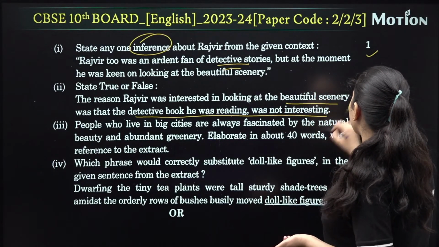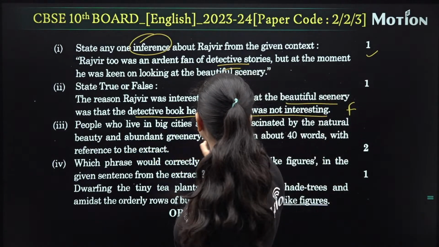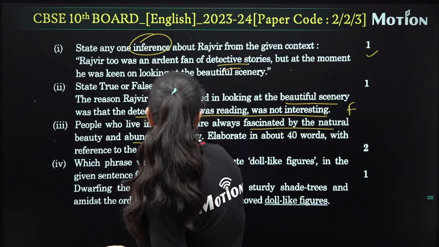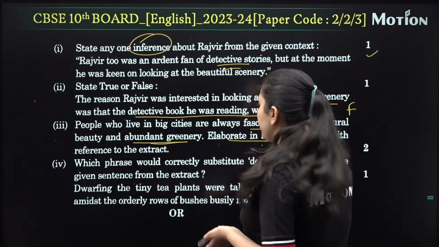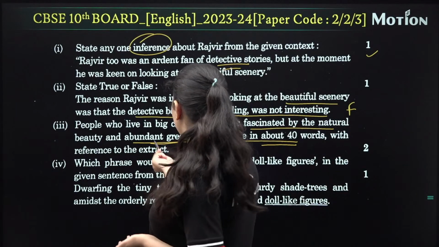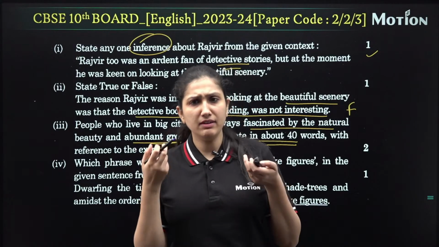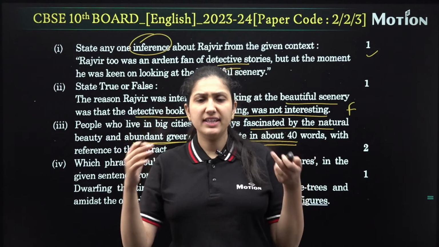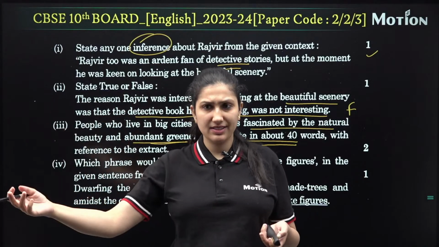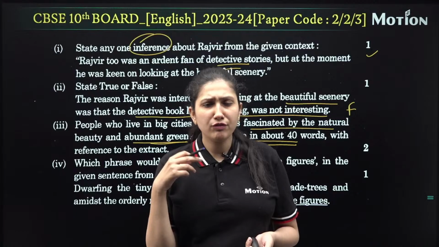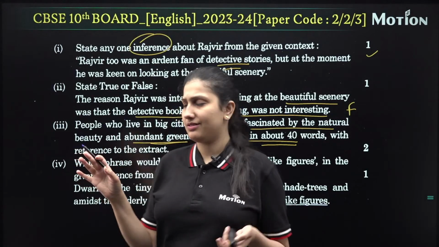Okay. Next question. People who live in big cities are always fascinated by the natural beauty and abundant greenery. Elaborate in about 40 words with reference to the extract. Yes, those who live in big cities, okay, coming to us. If we live in big cities, suppose Kota, and when it comes to visit a place which is connected to nature, which is related to greenery, we get excited to visit such places.